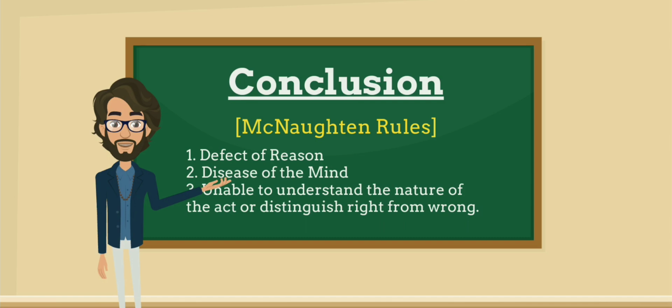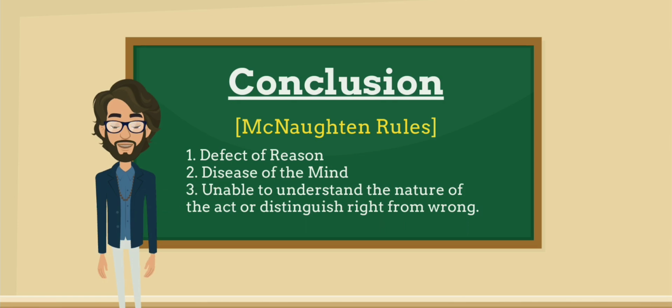The McNaughten Rules set the standard for the insanity defense, a legal principle that still exists in many countries today. The key question they introduced was this: does the defendant have the ability to distinguish right from wrong? Under the McNaughten Rules, a defendant can be found not guilty by reason of insanity if, at the time of the crime, they were suffering from a defect of reason, caused by a disease of the mind, to such an extent that they didn't understand the nature of their actions or couldn't tell that what they were doing was wrong.